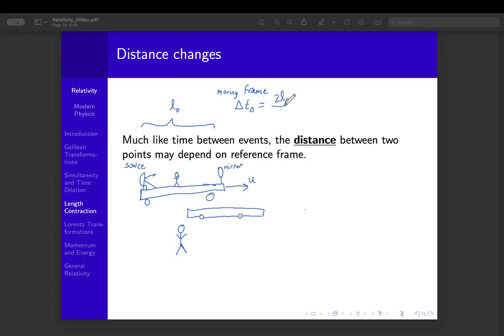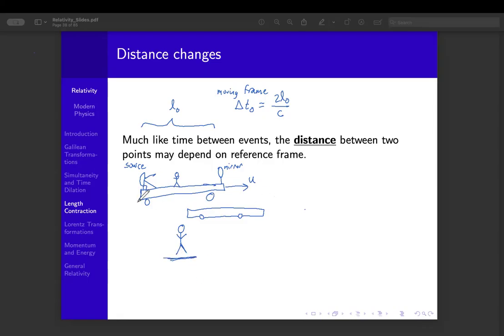It's just distance divided by speed equals time, or associated with that, speed is equal to distance over time. We say that the total time taken to go back and forth is delta t0. L0, again, is just the length of the car. C is the speed of light. Now consider this stationary observer.